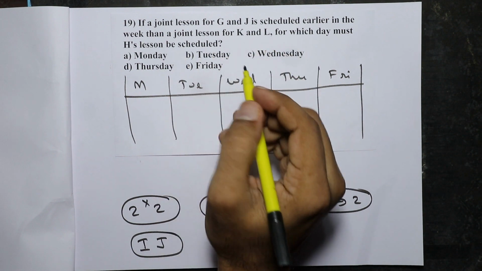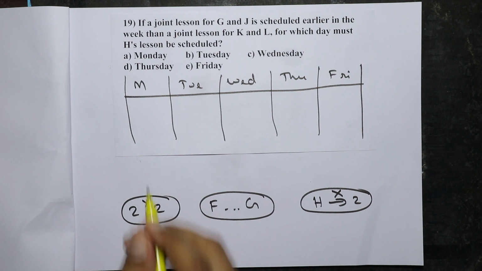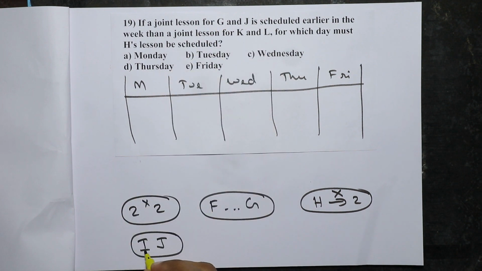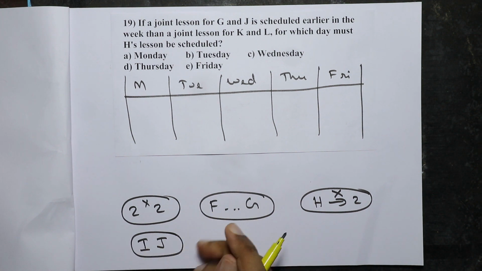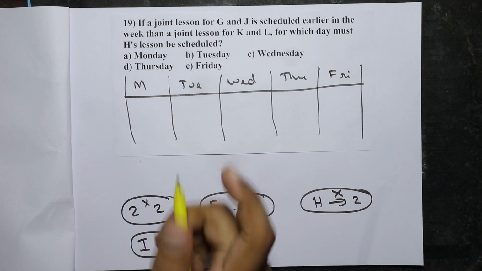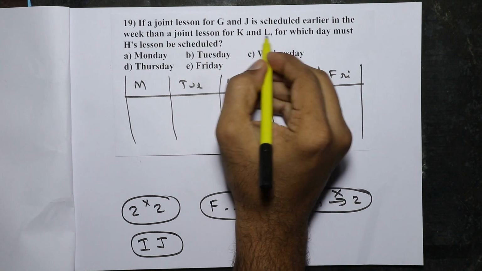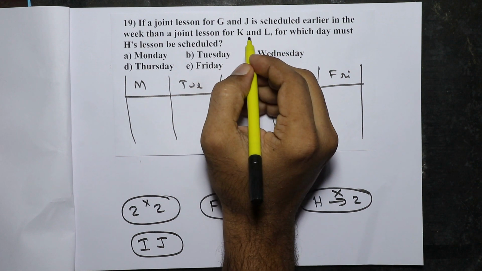Now two conditions are there, I and J in this order. So if G and J is there, in the previous day there should be I. Then the other condition is that F should be before G. And also I and F cannot have a joint lesson, because we cannot have three joint lessons. We have one joint lesson using G and J and another joint lesson using K and L. So only two joint lessons are there.